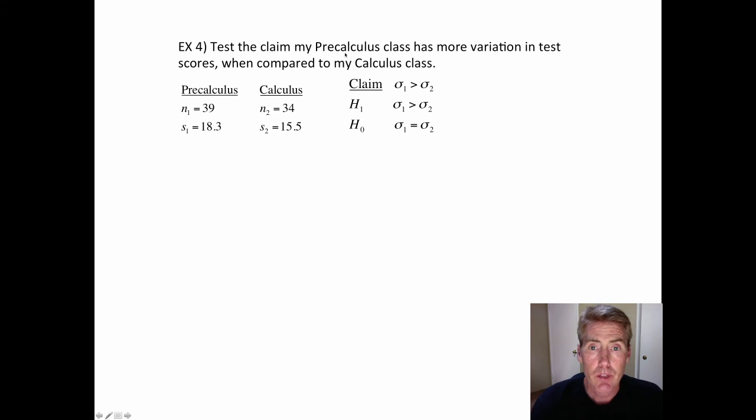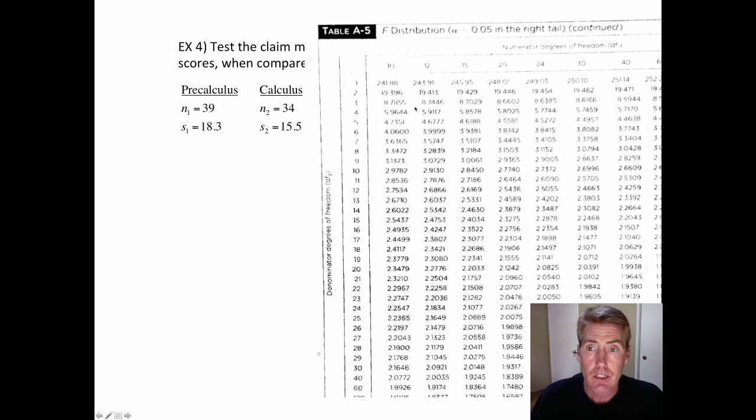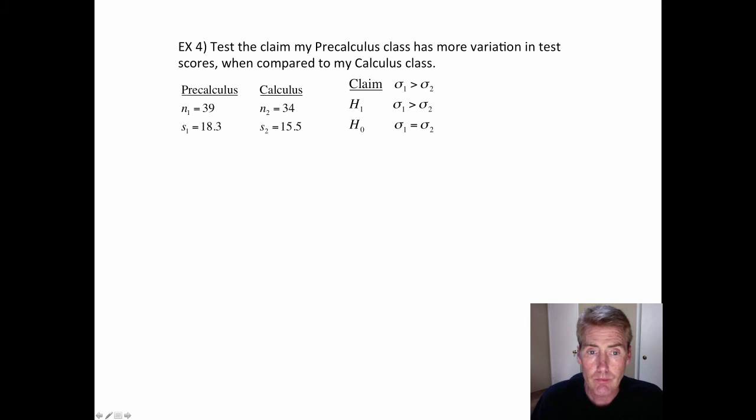So test the claim that the pre-calculus has more variation, so that's bigger than. Bigger than means it's going to be a right-tailed test, which means that we're going to need to use this table. Sorry, this is a little bit blurry. Didn't realize it till now, sorry. Anyway, it's supposed to be 0.05 in the right tail, because it's a right-tailed test. Then we're going to need to look for 38 across the top and 33 on the side.